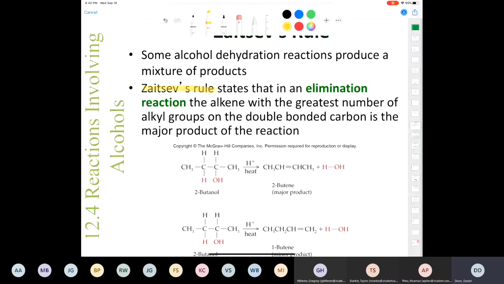And Zaitsev's rule is this. It states that in an elimination reaction, losing H2O to form an alkene, the alkene with the greatest number of alkyl groups on the double bonded carbons is the major product of the reaction. Let's watch. I need you to pay very close attention here.